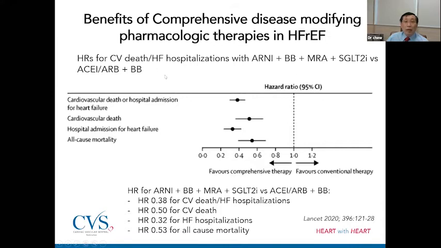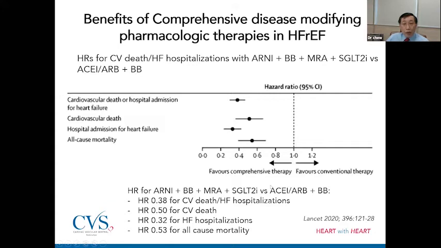Now, if you look at the paper that was published in the Lancet, looking at the use of modern therapies that are available, the angiotensin receptor neprilysin inhibitor, beta blocker, mineralocorticoid receptor antagonist, and SGLT2 inhibitor, and we compare with the conventional two drugs of ACE inhibitors and beta blockers, the use of these four agents versus two, you will actually get an additional 62% reduction in cardiovascular death and heart failure hospitalizations, a 50% reduction in cardiovascular death, a 68% reduction in heart failure hospitalizations, and about a 50% reduction in all-cause mortality.